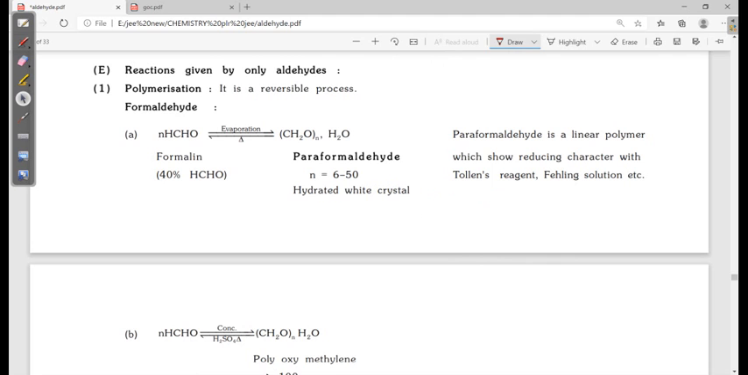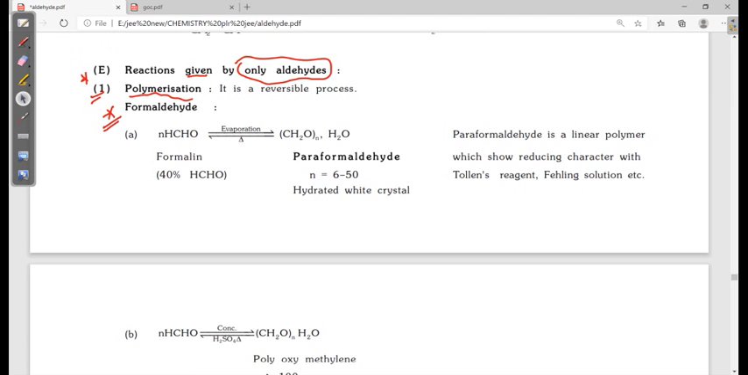Today's topic is reactions given by only aldehydes. In that, the first reaction is polymerization. In polymerization, we are going to discuss formaldehyde first. Polymerization means formation of polymer. Now, formaldehyde is there.